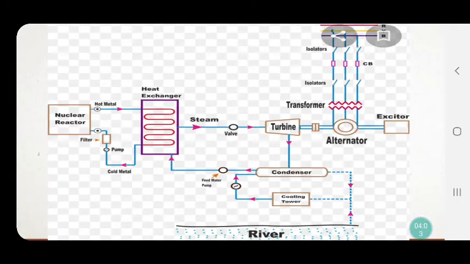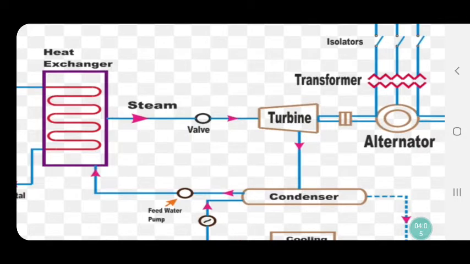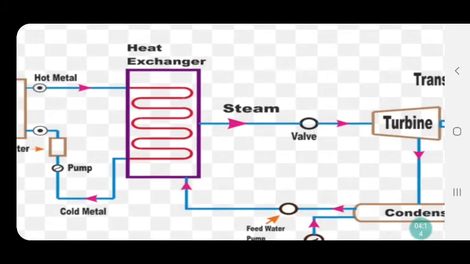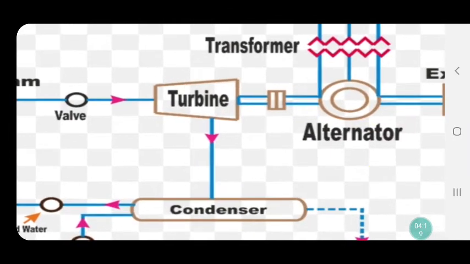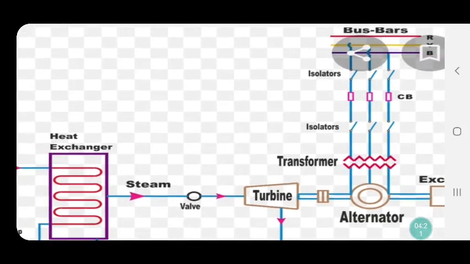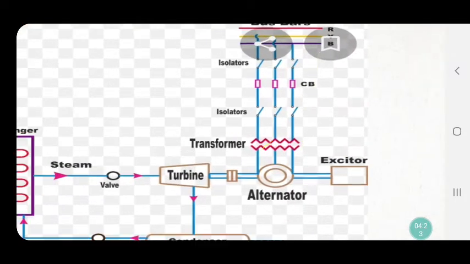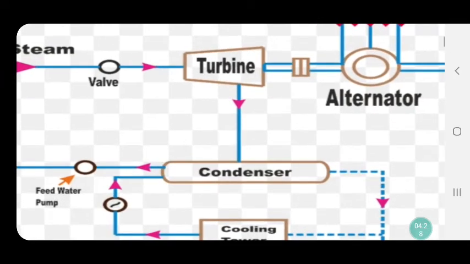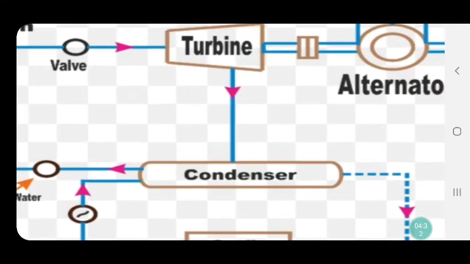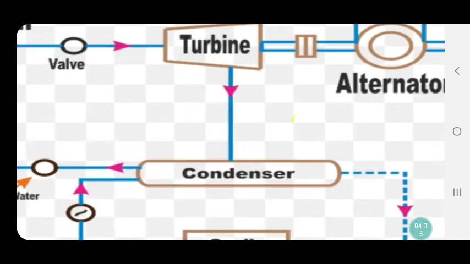So that is the function of the transformer. Why do we have to step it up? To minimize the loss, and how it reduces is covered in the next subject, transmission and distribution. So as the turbine rotates, the alternator also rotates, and the electricity is given to the load consumers. Now, the steam discharged from the turbine will enter into the condenser.